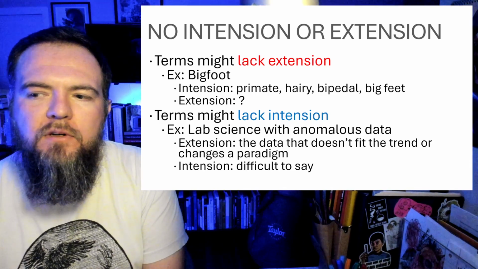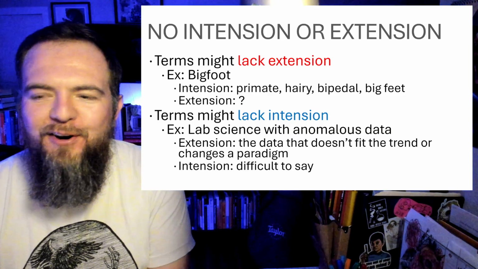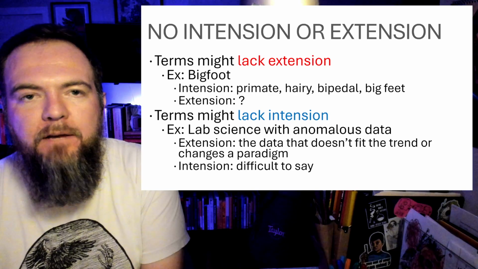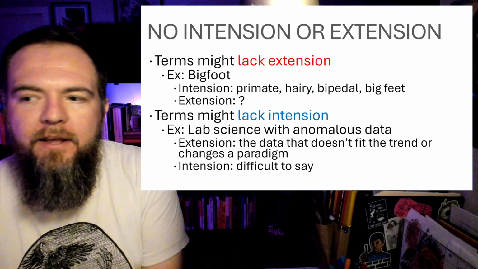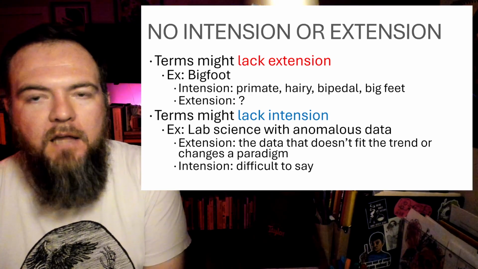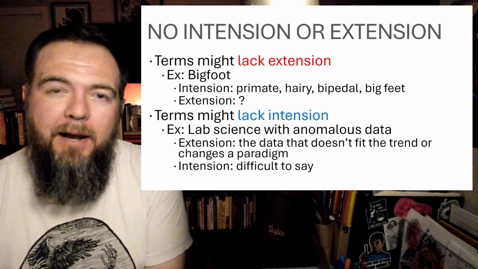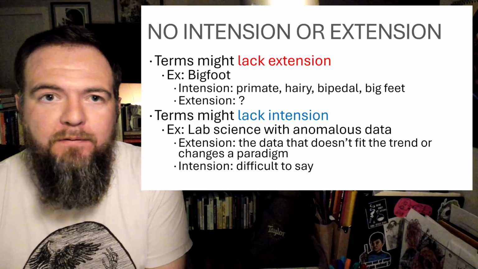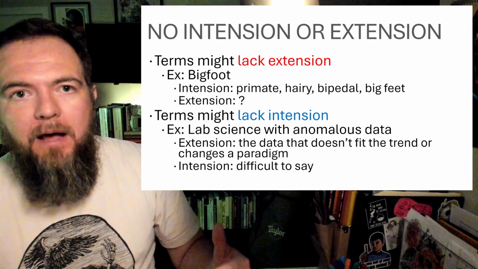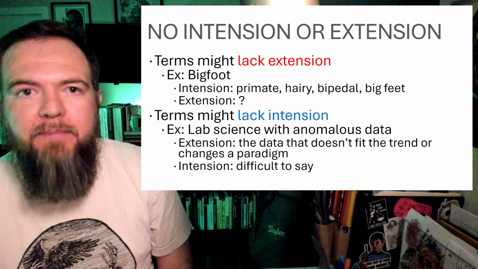So terms could lack extension in the following way. So maybe this is controversial, but we could think about Bigfoot, okay? Or we could think about any sort of cryptid. Intensionally, we could specify a lot about them. So if we take Bigfoot, they're a primate, they're hairy, they're bipedal, and they have big old feet, right? So we can say a lot about them. We have a good connotation or a sense of what the term Bigfoot means.